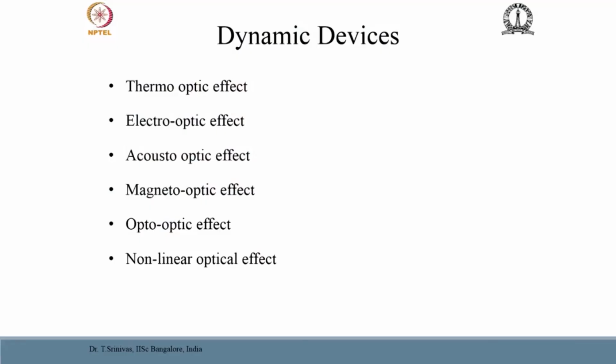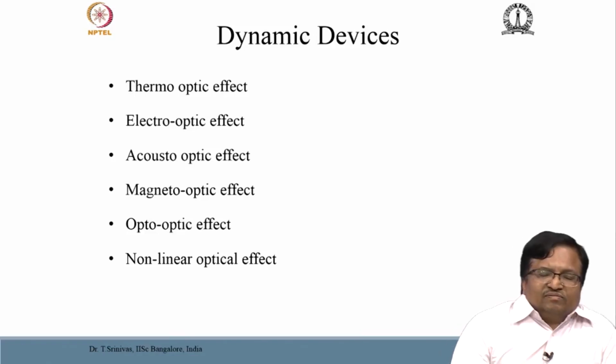So, let us get into some dynamic devices where you can control the properties or the function of the device by using many of these effects. We have thermo-optic effect where you can use the heating of the device. You have already seen the electro-optic effect where you can change the refractive index by applying electric fields. You can also have what is called the acousto-optic effect where you can induce refractive index changes by using a strain or sound.